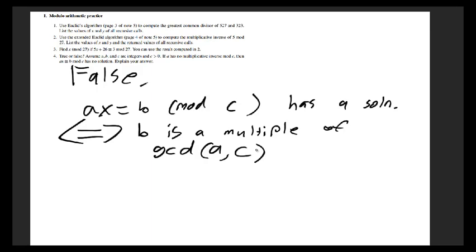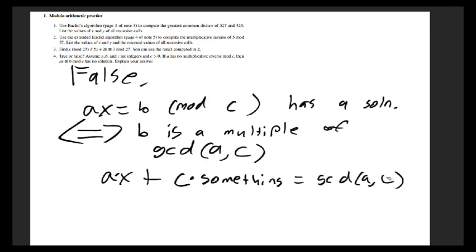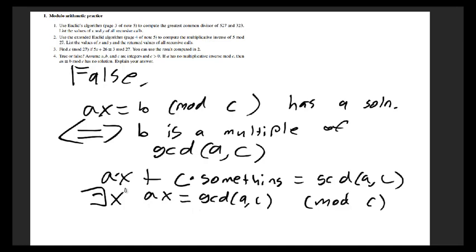Why is that? Well, we know that the GCD of A and C will be expressible as some multiple of A in mod C land, because there's some way to say A times X plus C times something equals GCD of A and C by our extended Euclidean algorithm. The GCD is some multiple of A plus some multiple of C. And therefore, AX equals GCD of A and C has a solution in mod C land. And by multiplying that particular value of X through by whatever necessary factor, you can solve AX equals B in mod C land for any value B, which is a multiple of the GCD of A and C.